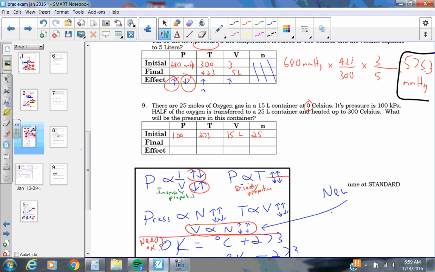So when we're all done, we're only going to have 12.5 moles. Half of 25 is 12.5. Transfer to a 25-liter, that's a bigger container. We're putting fewer particles in a bigger container. Heated to 300 Celsius. 300 plus 273 is 573. What will the pressure be in this container? First step, what happened to each of the things that I do have? The temp went up, the volume went up, but the number of particles went down.